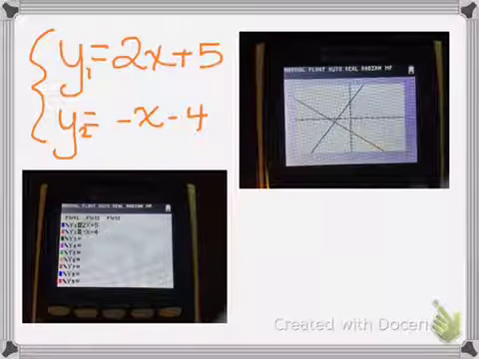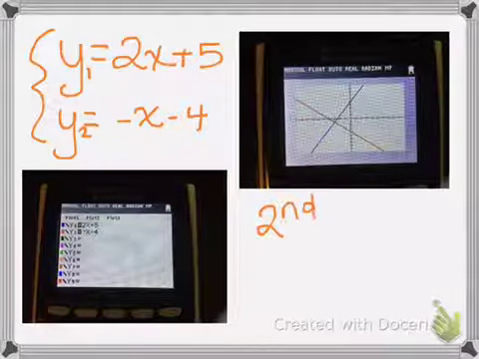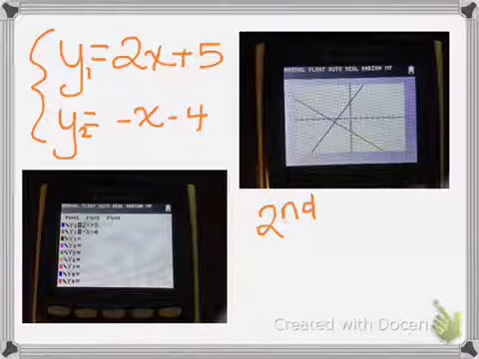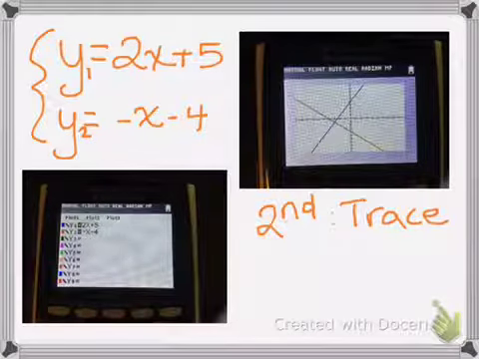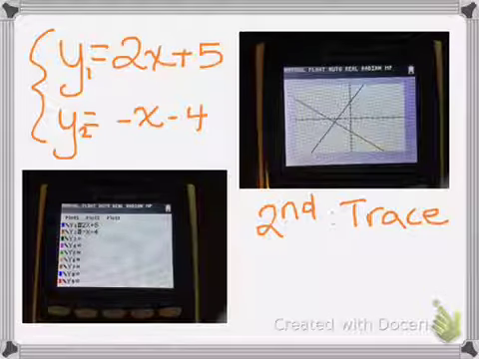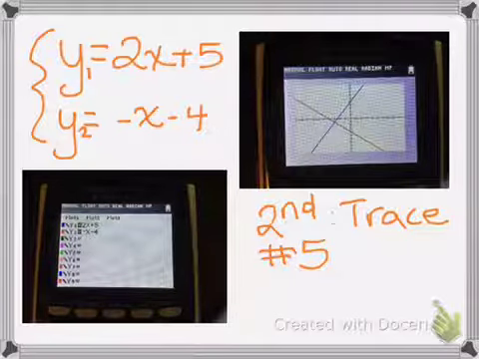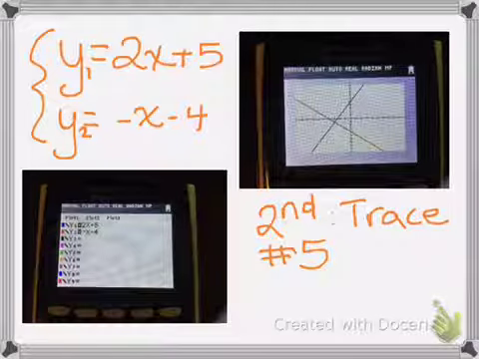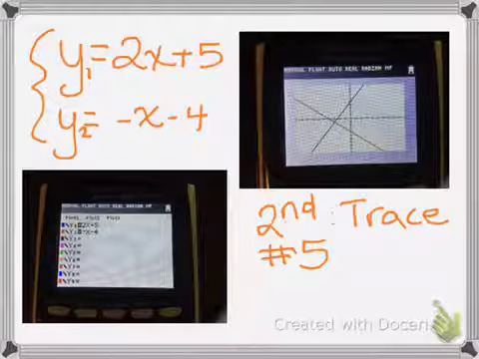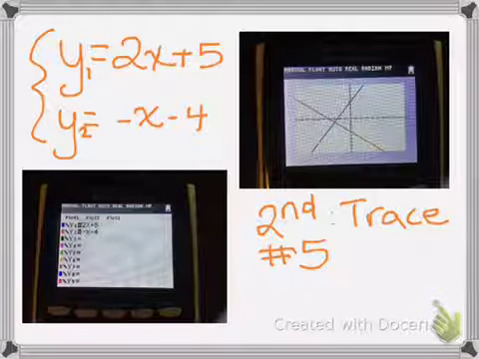The steps in finding the intersection are to hit second and then trace. Second trace is my calculate screen. Then go down to number 5 and hit enter, or you can just hit the number 5 because it says intersect. When you do that, at the bottom it's going to ask you a question. It's going to say first curve, and essentially it just wants to know what line.